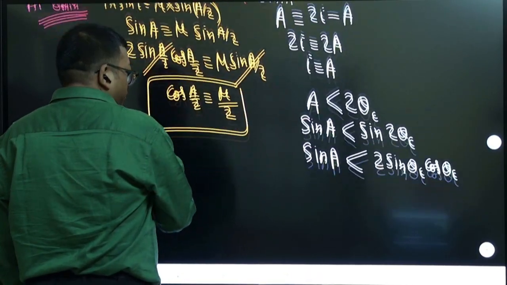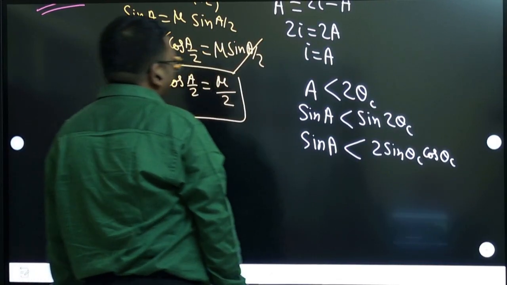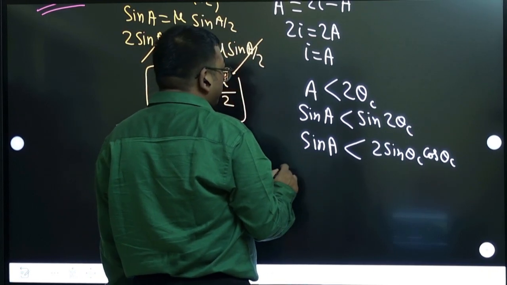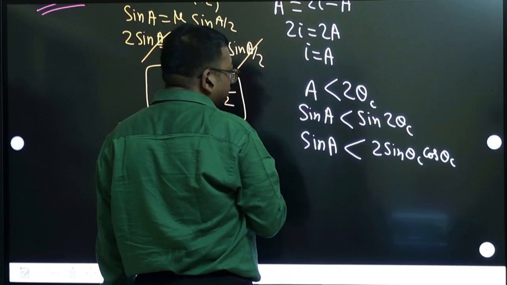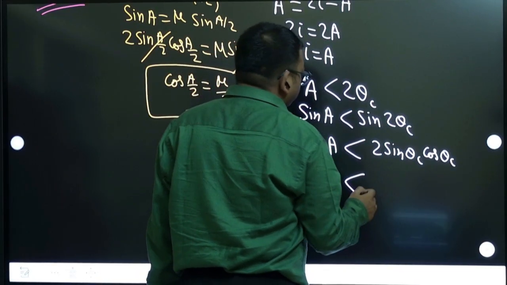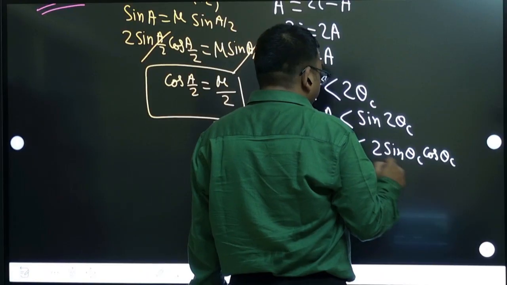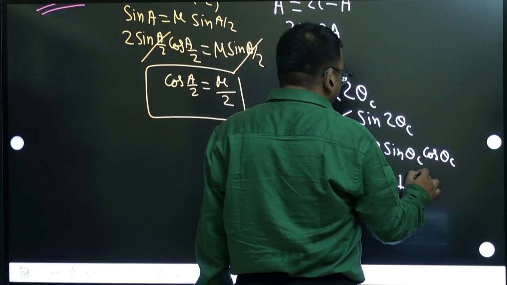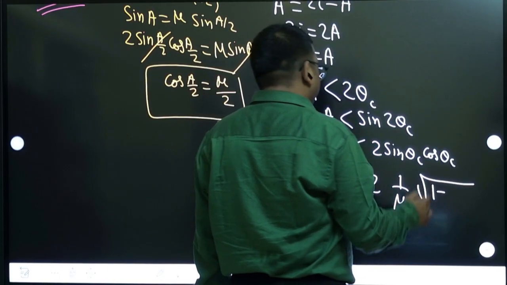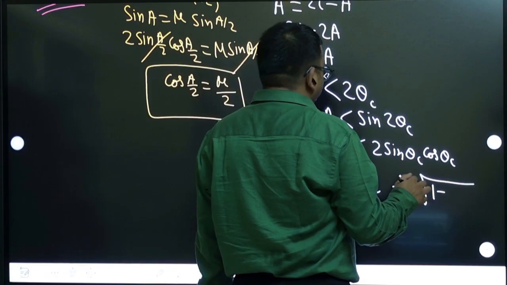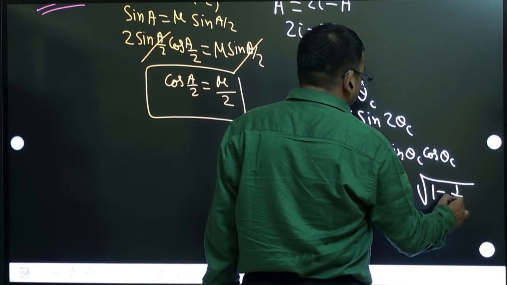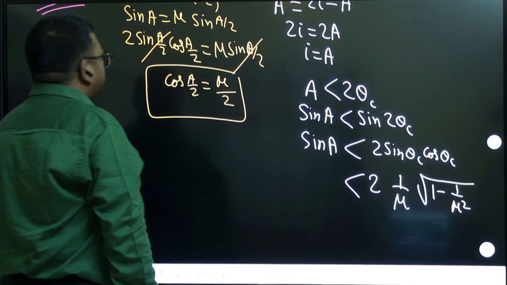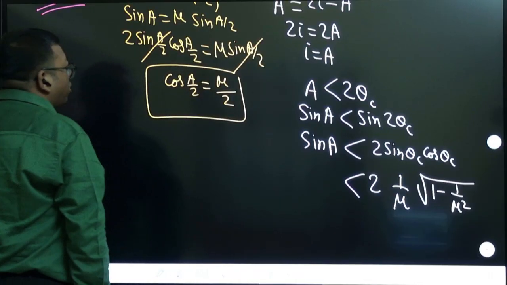This sine A also we can break if we want, because we got it in terms of A by 2. And this sine of critical angle is 1 by mu. Cos of critical angle is root under 1 minus sine square, so root under 1 minus 1 by mu square. Okay. And sine A will be becoming how much?